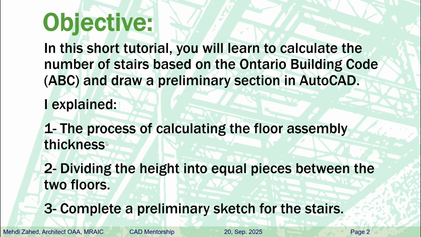I would like to explain three major steps into building this exercise. So the process of calculating the floor assembly thickness, how we are going to consider that. Then we are going to divide the height into equal pieces between the two floors. So we are going to divide them all in the same numbers, which should be less than 180 as building code says. And then we are going to complete a preliminary sketch for the stairs.